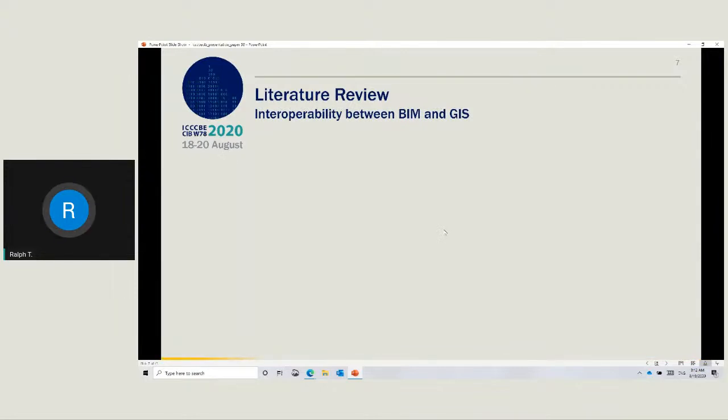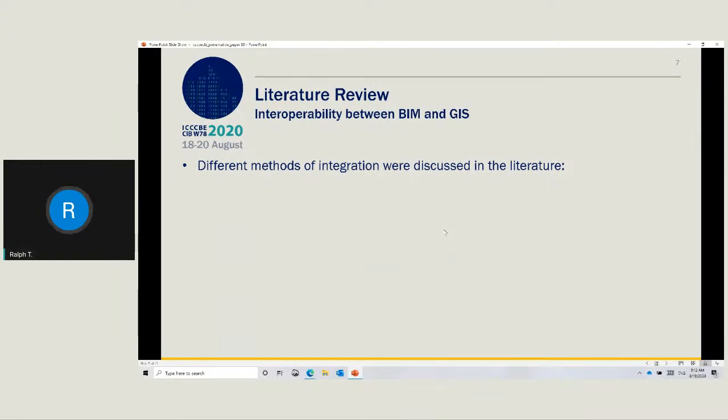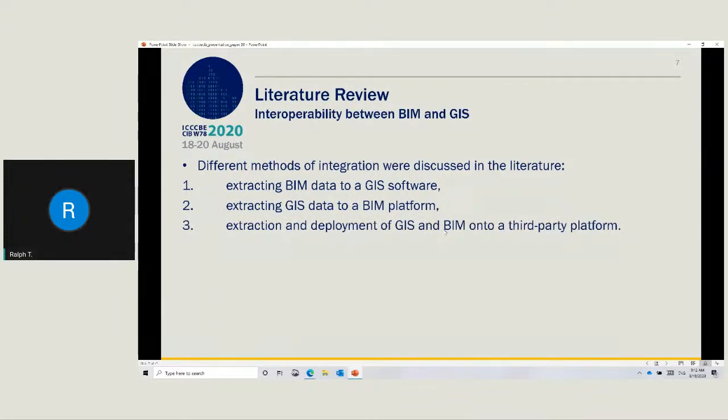In the literature, there have been many studies centered around the idea of working with BIM and GIS together, especially since they are both related to databases of information. And there were different methods of integration discussed in the literature. The first one is extracting BIM data to GIS software. The second one is the other way around, extracting GIS data into BIM platforms. And the third one is extracting both sets of data into a third-party platform.